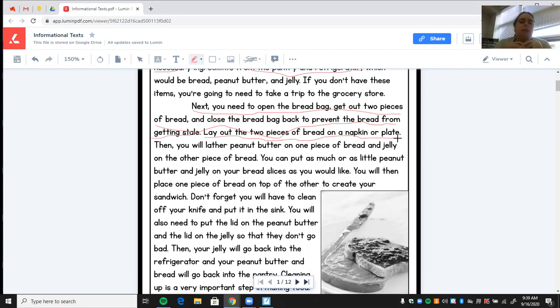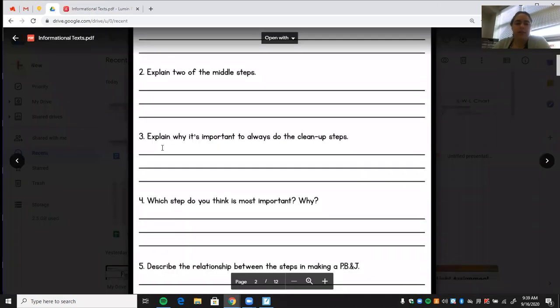All right, so those 2 steps, right? We're gonna explain them. We need to open the bread bag, get out 2 pieces of bread, and then close it so it doesn't get bad. And then we lay them down on a napkin or a plate. That's it. You can do any of the other steps in here, but we just picked those because they were right there. All right, let's look at number 3.